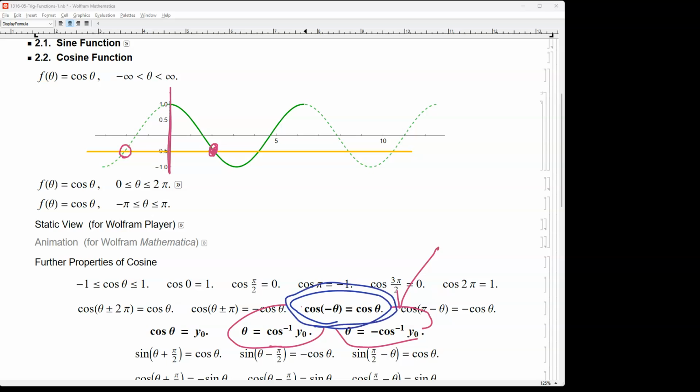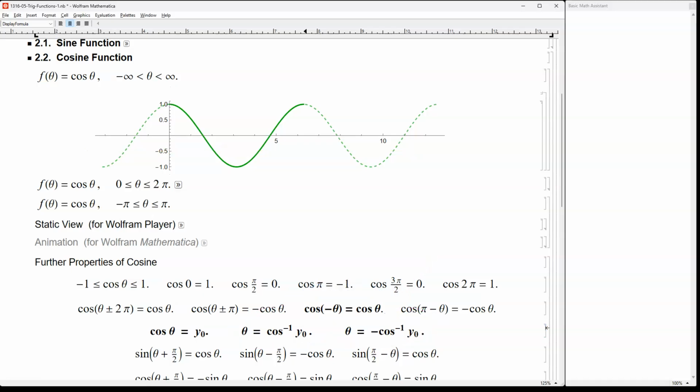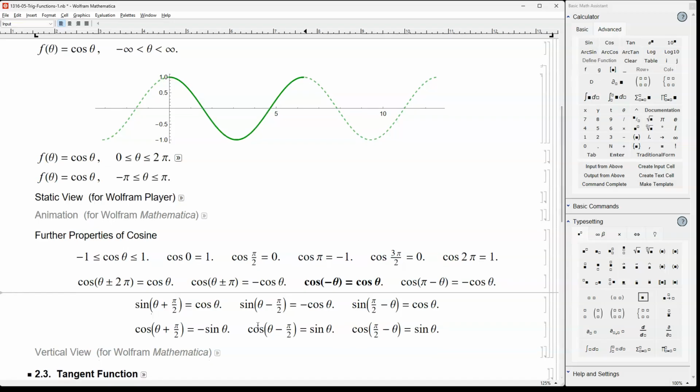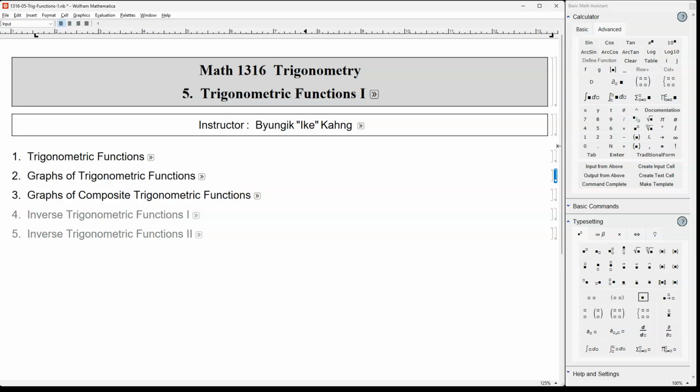Okay, let's get out of the drawing mode. We'll come back and discuss more of this when we study inverse trigonometric functions. Otherwise, pretty much the same as sine. Alright, so much for properties, and so much for the cosine function.